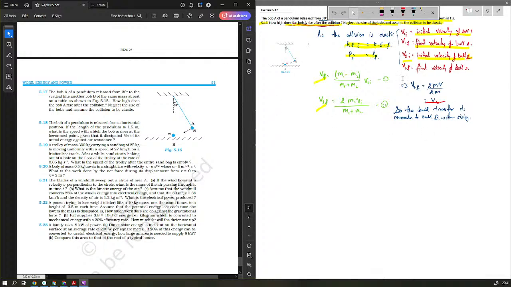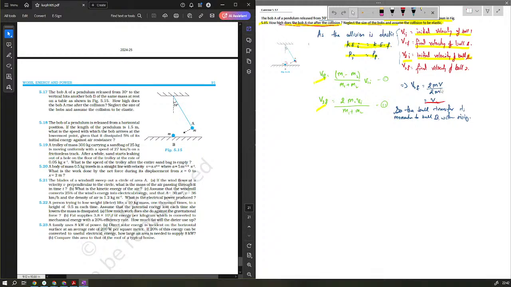So the collision is elastic, so there are two things that are going to happen. The initial kinetic energy of the system is going to be equal to the final kinetic energy of the system, and by system we refer to the balls A and B. Since there is no friction on the surface, no energy is going to be lost, and the initial momentum is equal to the final momentum. By these expressions we can find the final velocities of the first and second ball.